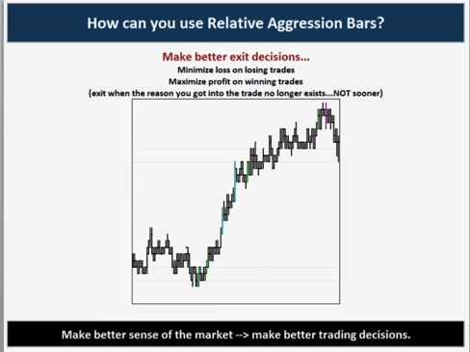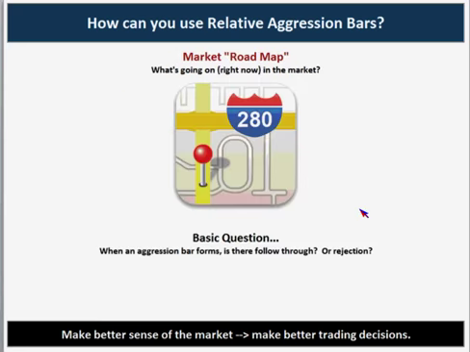So next, another way that you can use these relative aggression bars, and I really like this concept, I call it the market roadmap. We ask ourselves a basic question when you have a level 2 or a level 3 buying or selling aggression bar. When one of those forms, we ask ourselves, is there follow-through or is there rejection? Okay? If there's follow-through, we would expect the market to continue in that direction. If there's rejection, we would expect the market to go in the opposite direction in the short term.